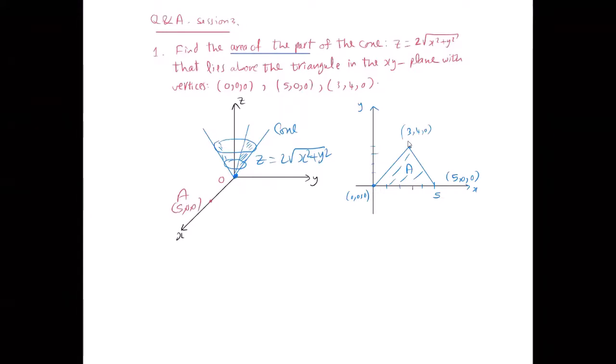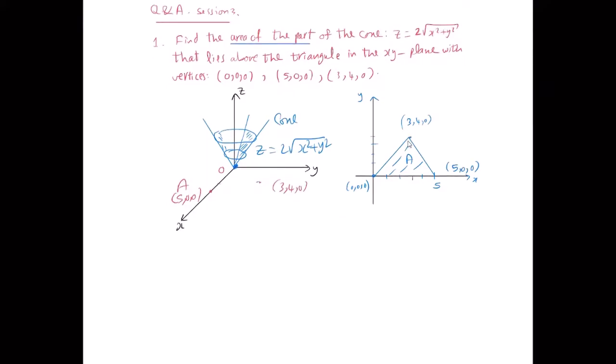Then the point 3, 4. This is the point 3, 4, 0. And the origin. So we need the area on this lateral surface of the cone exactly above this region. This is the region A.